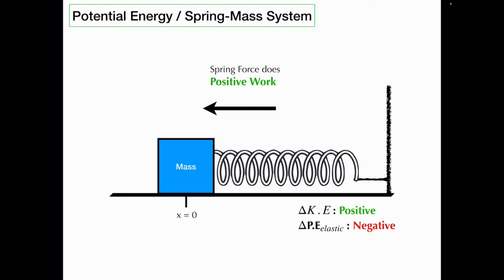Therefore, the change in kinetic energy is positive and the change in elastic potential energy is negative during this expansion. So we can say that the spring force has added to the kinetic energy of the system. And in a similar way as before, we can write the equation that the change in elastic potential energy is the negative of the work done by the spring force.